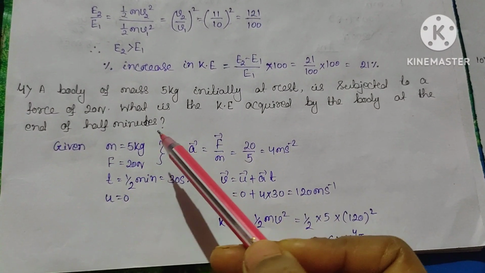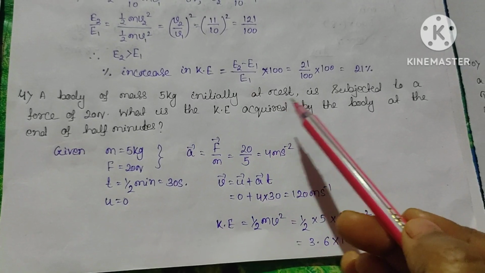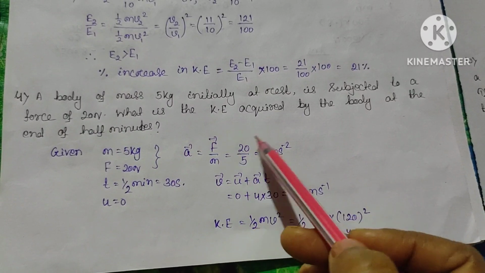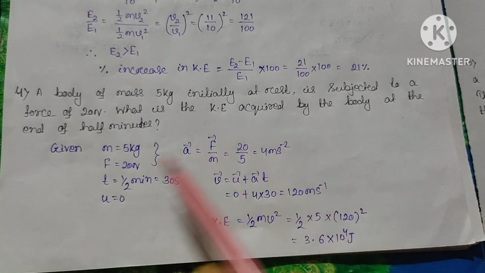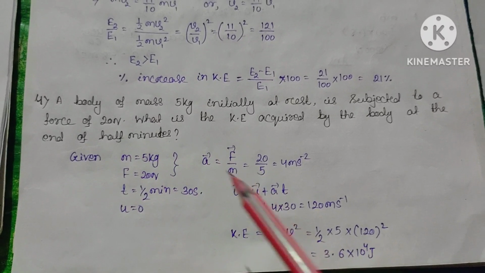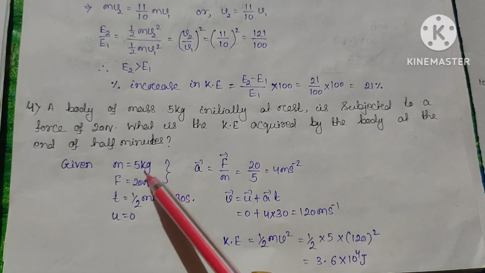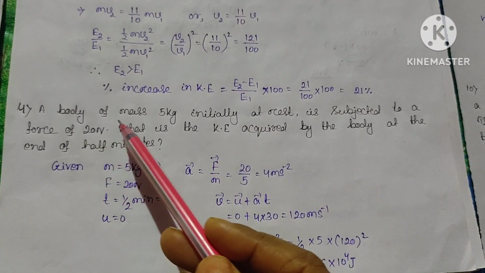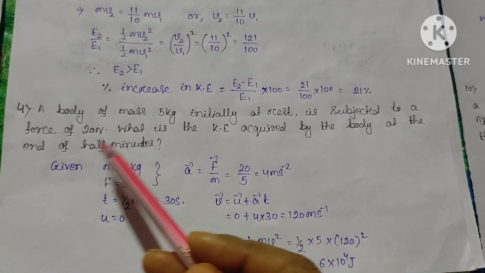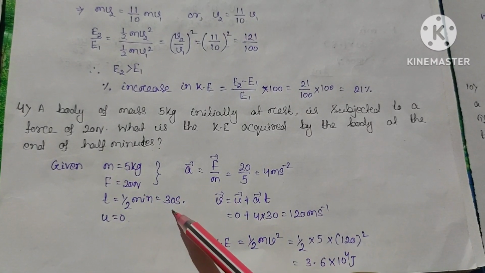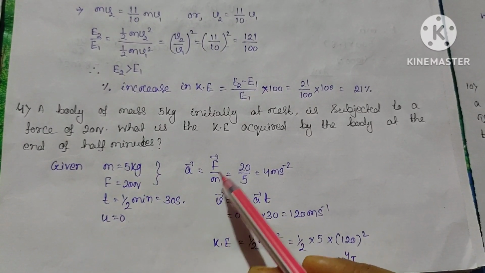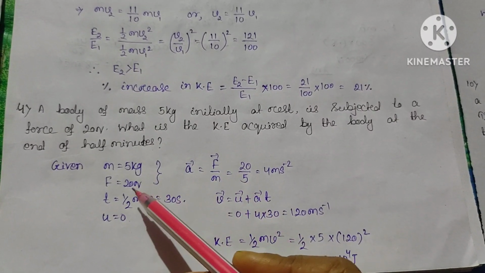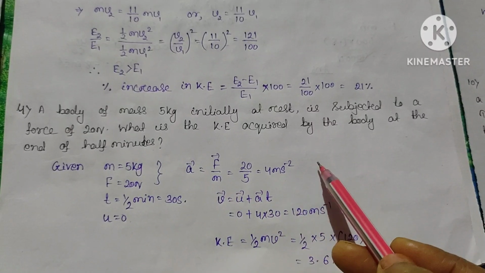So the next question is, a body of mass 5 kg initially at rest is subjected to a force of 20 Newton. What is the kinetic energy acquired by the body at the end of half a minute? What is given: mass is 5 kg, and it is initially at rest, that is u equal to 0, and the force is 20 Newton, and the time taken is half a minute, that is 30 seconds. From the relation force equal to mass into acceleration, we can calculate acceleration equal to force by mass, that is 20 by 5, that is 4 meter per second square.